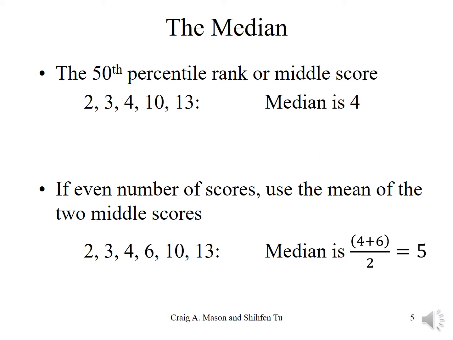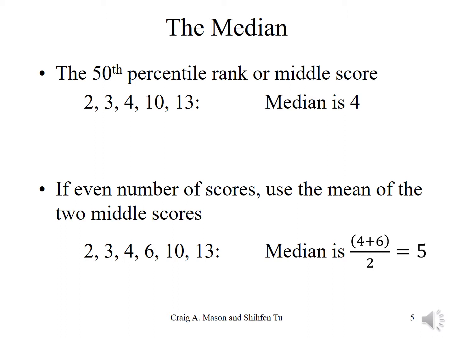It doesn't matter what any of the other scores are, whether some are close together or some are far apart. The median is the middle score. Now, if there are an even number of scores, you calculate the median as the halfway point or average between whatever 2 scores are in the middle.